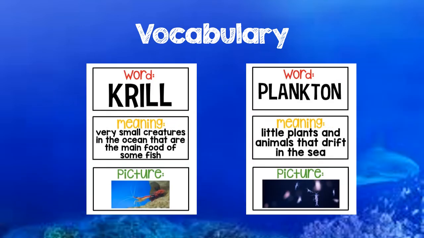Two more vocabulary words that we have. The first word on this page is krill, which are very small creatures in the ocean that are the main food of some fish. And you can see down here a teeny tiny picture of a krill. Looks kind of like a little shrimp. And our final word is plankton, little plants and animals that drift in the sea. Boys and girls, these things are so tiny that this was taken with a microscope.